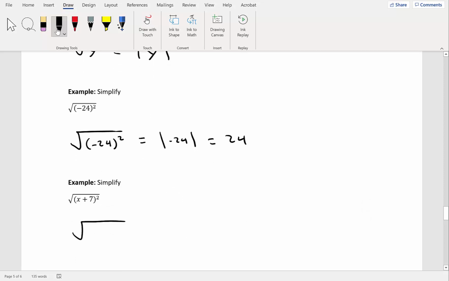Next problem, square root of (x + 7) squared. Since we have a variable within this square root, this again follows that same property. Pretend like our x + 7 was just a. So this will be the absolute value of x + 7. Once again, the absolute value is to ensure our result is non-negative.